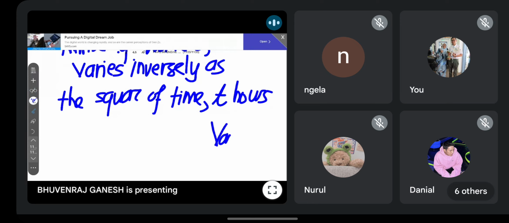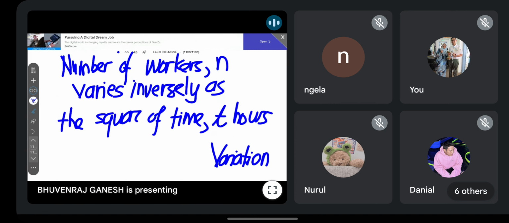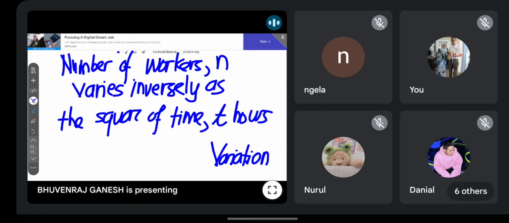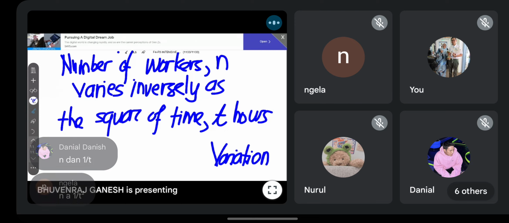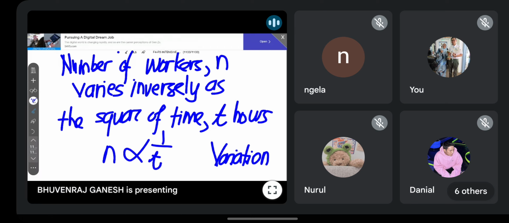Apa bentuk ubahan untuk soalan ni? What is the variation form for this question? Jumlah pekerja dia berubah secara songsang dengan kuasa 2 masa dalam unit jam. So, apa bentuk ubahan? What is the variation form? You all can type out. Yes, yes. I want the full equation. What is the full variation form? Yes, correct. N alpha 1 over t square. Okay, square of time means t kuasa 2 lah. Okay, and then varies inversely.